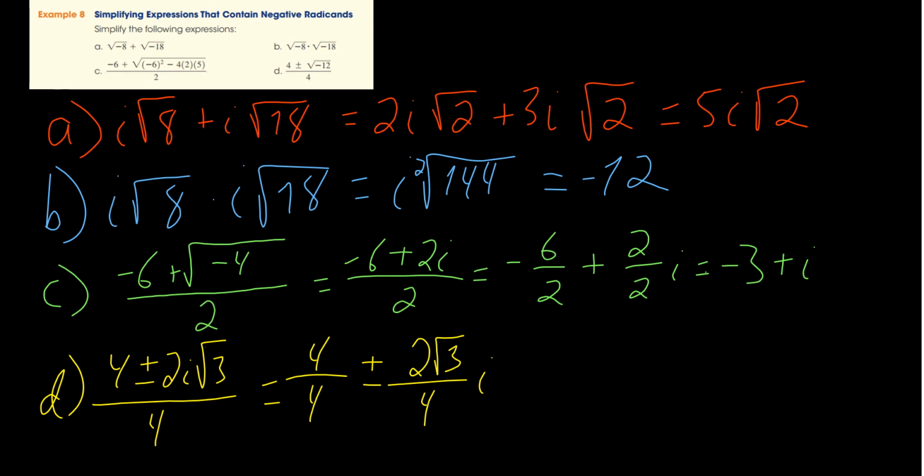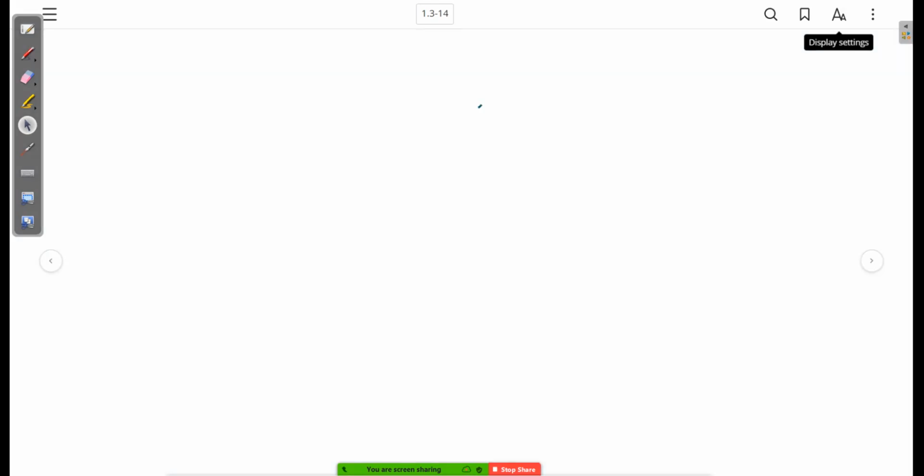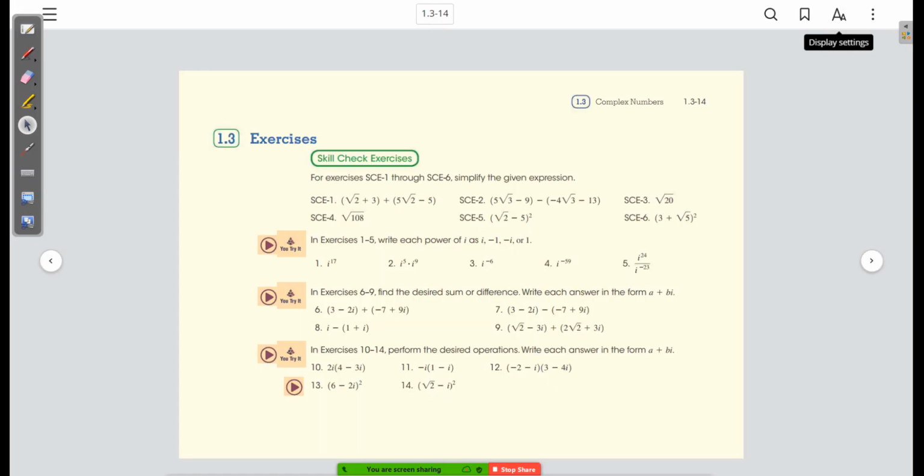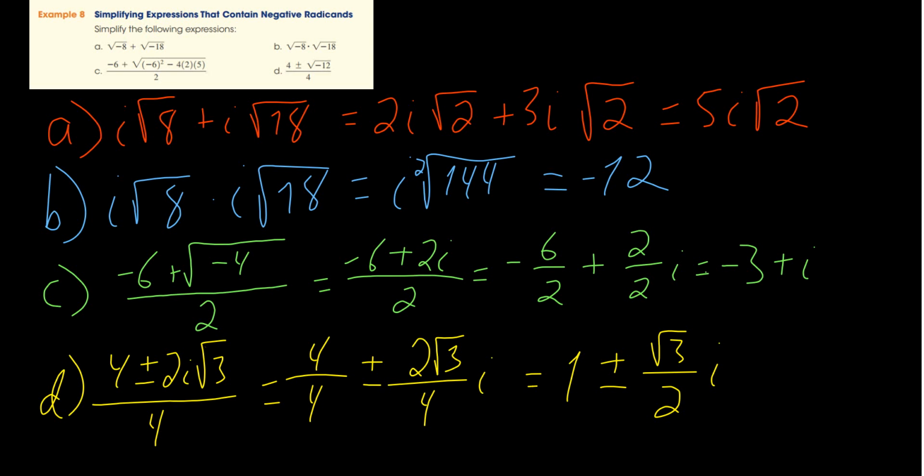Okay. And then from there, we will have 1 plus or minus the square root of 3 over 2i. All right, and that's it. I'm pretty sure that concludes the lecture. Yeah, we're on the exercises, so that concludes the lecture. I'm going to stop the recording.